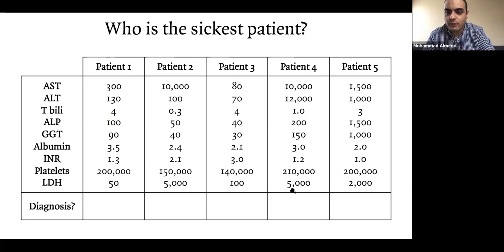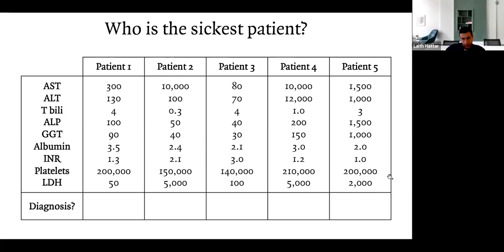How about patient 5? So it's a similar kind of AST, ALT in the thousands, but then you also have ALK-Phos and GGT like crazy. And then you've got an LDH of 2,000. What's going on here, patient 5? Obstructive. Biliary obstruction.